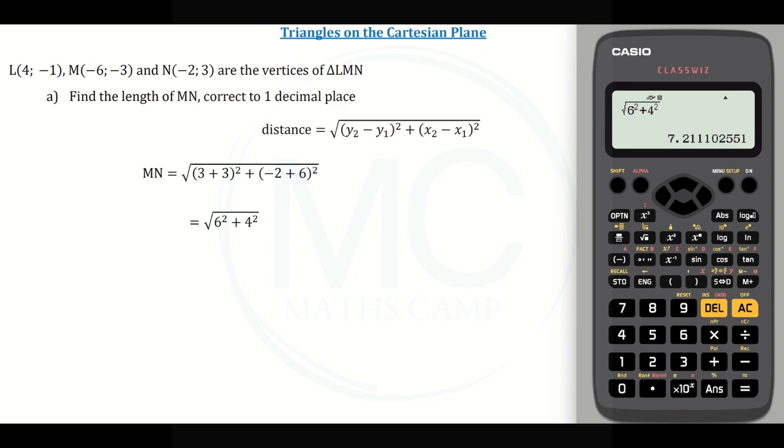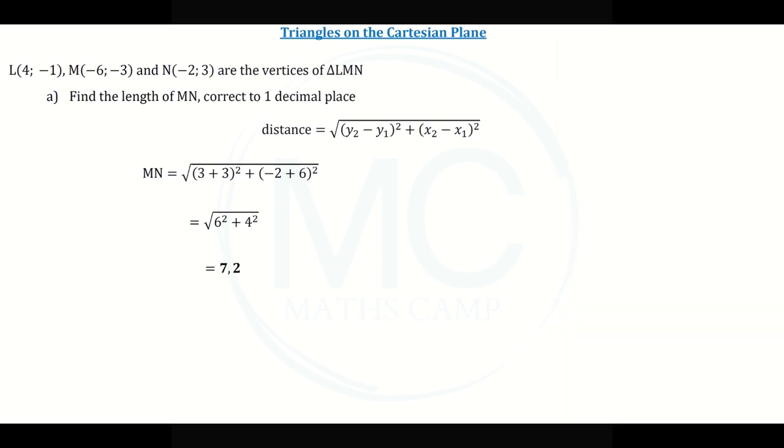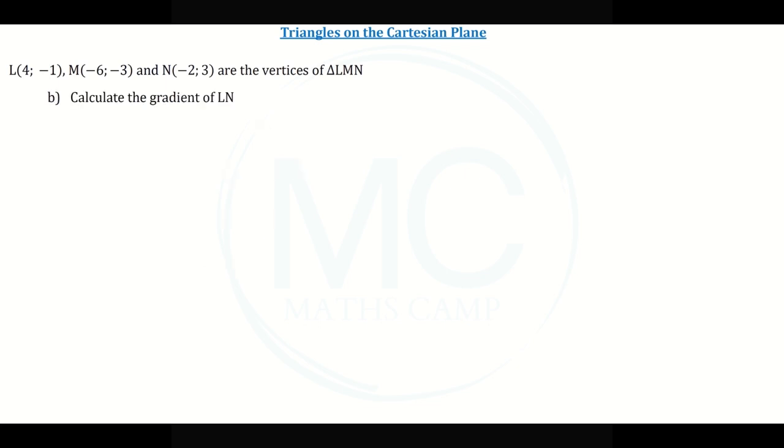let's change this to decimals, and we get 7.2111. The question tells us to find the length of MN to 1 decimal place. So let's round off. We get an answer of 7.2. Now we can move on to part B.